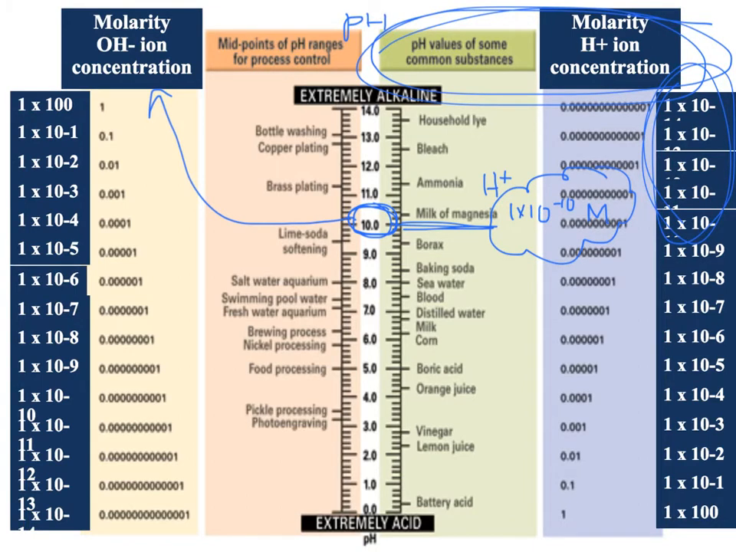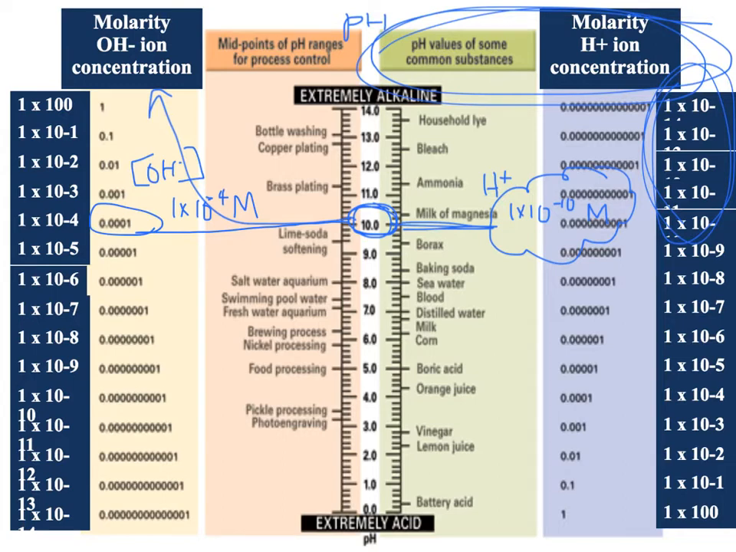If we look at the amount of hydroxide we have, 1 times 10 to the negative 4th molarity of hydroxide ions floating around. You should notice that this number is larger than this number. So because of that, we are going to label milk of magnesia as a base.